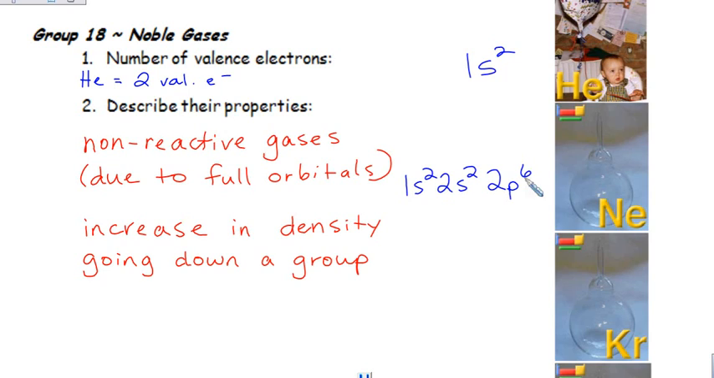Okay, I guess I could maybe shorten this up a little bit. What if I shorten this by, I don't know, let's go argon. And then I'll say 4s2, 3d10, 4p6. I want to have some electrons showing, but I want to shorten it up a little bit.